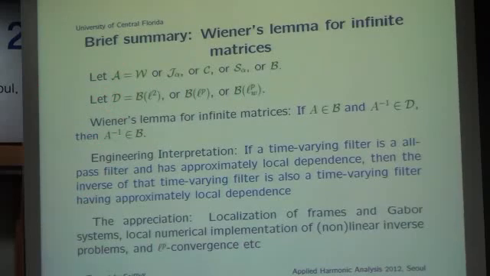If you use the language of operator algebra, Wiener's lemma essentially says that if a matrix is in the good class, and you can find the inverse in D, which is the big class, right? If B is the small class, right? Then you can also find the inverse in the small class.